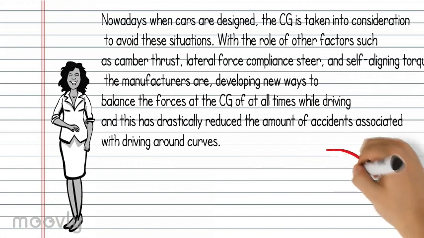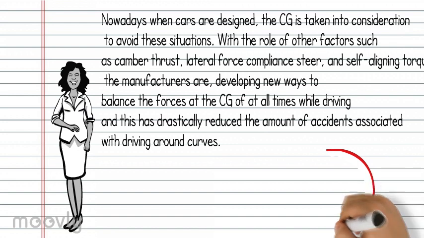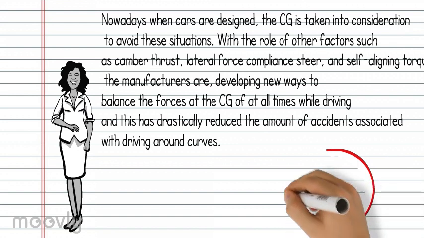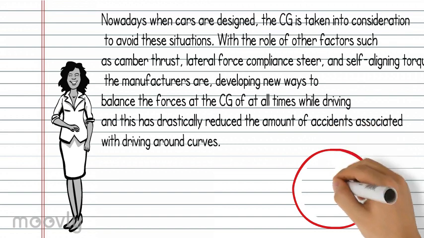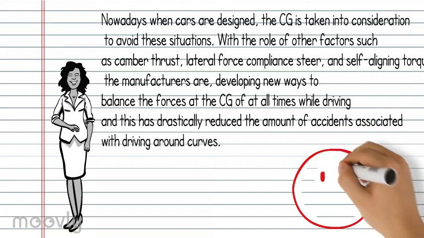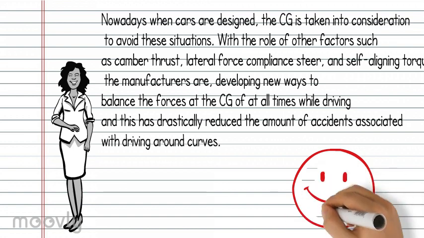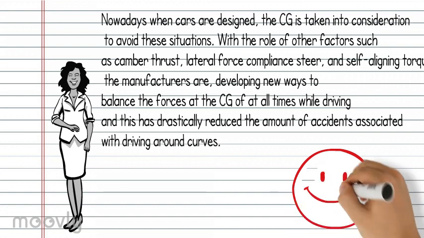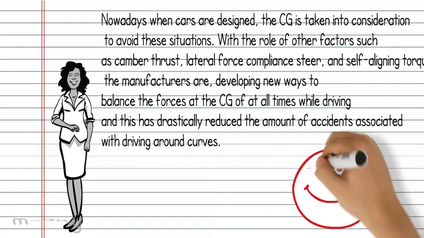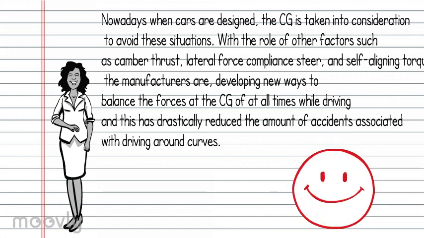Nowadays, when cars are designed, the CG is taken into consideration to avoid these situations, with the role of other factors such as camber thrust, lateral force compliance steer, and self-aligning torque. The manufacturers are developing new ways to balance the forces at the CG at all times while driving, and this has drastically reduced the amount of accidents associated with driving around curves.